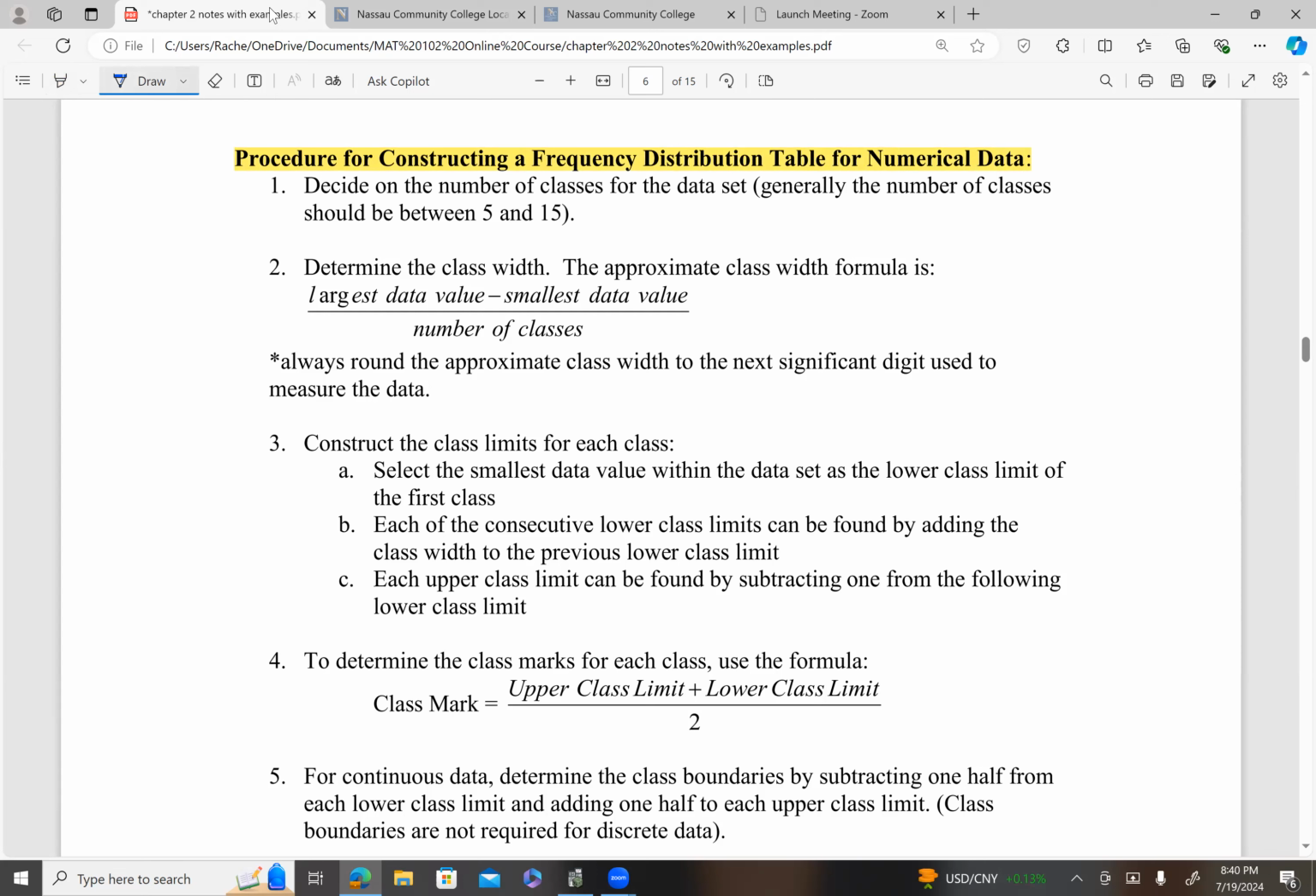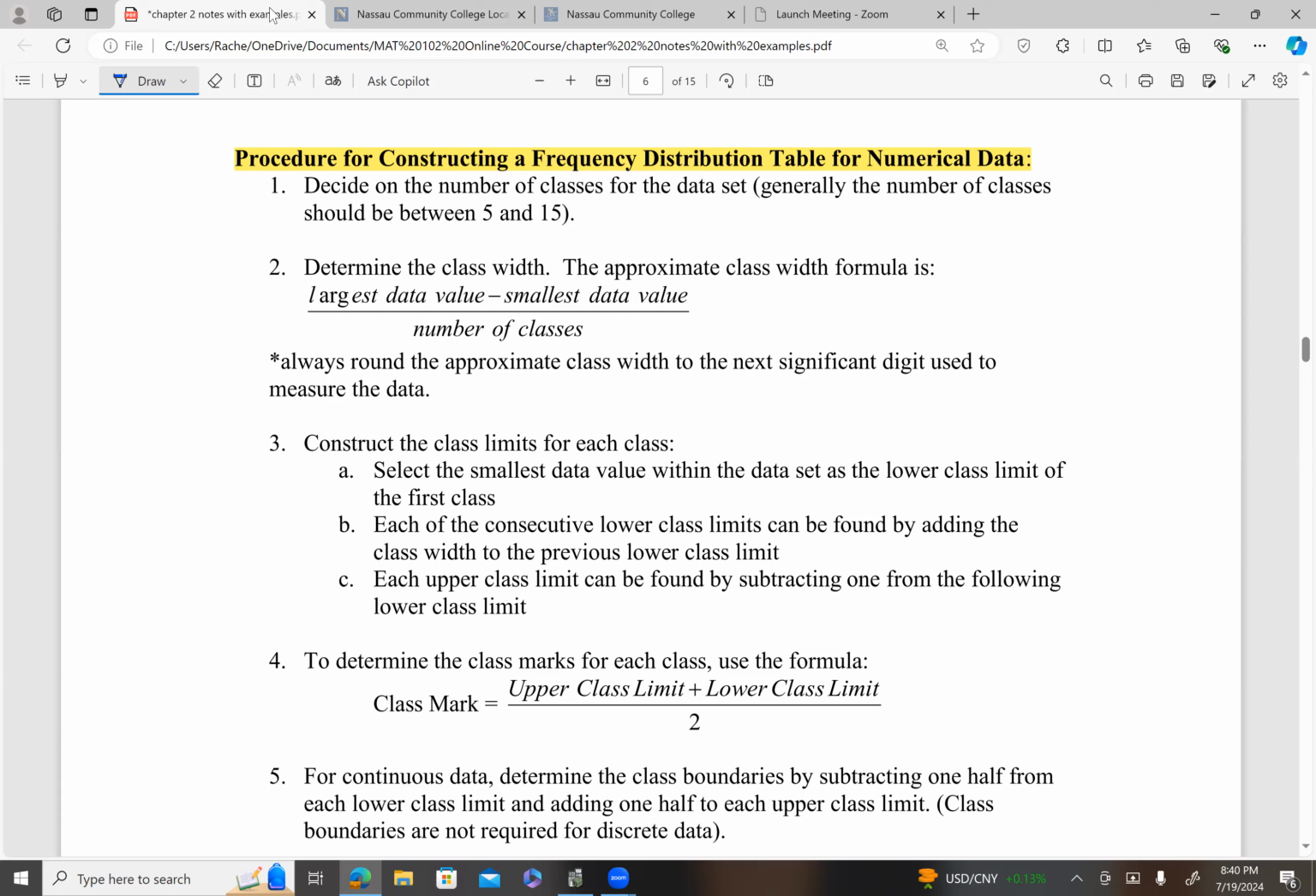But typically, we use anywhere from 5 to 15 classes. The smaller the data set, the fewer classes we would need. The larger the data set, we would use more classes. But typically anywhere between 5 and 15. So for this particular example, I said to use 7 classes. So we said, okay, we're going to start the first class with the minimum data value in the set.